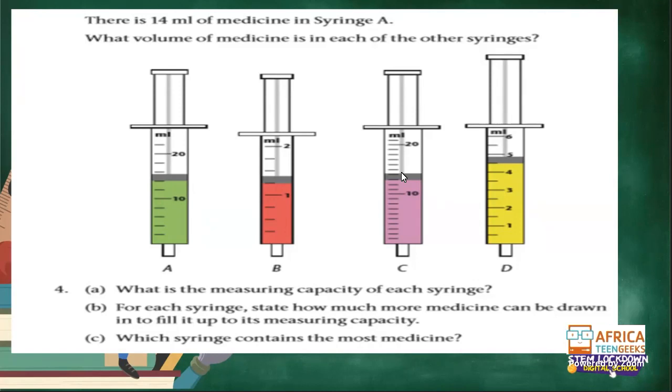All right. So which syringe contains the most medicine? You can answer A, B, or C, or D. Which syringe between A, B, C, and D contains the most medicine?